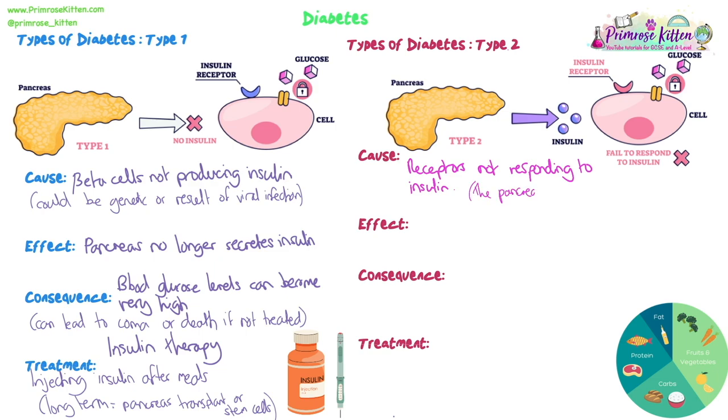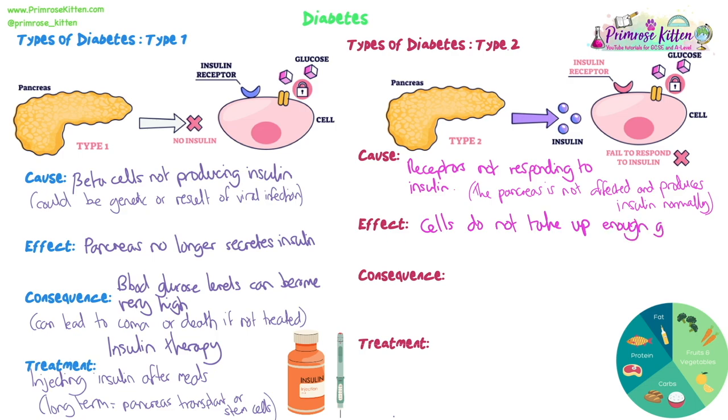Often this could be caused by a genetic issue, but it could also be caused by things like fat around certain organs, meaning that the insulin receptors on those organs aren't responding. So the effect is that obviously cells do not take up enough glucose. So not as much glucose is being removed from the bloodstream as a result of insulin not binding and therefore not increasing those transport proteins for glucose on the outside of the cell membrane. The consequence is just a generally higher than normal blood glucose level all the time.